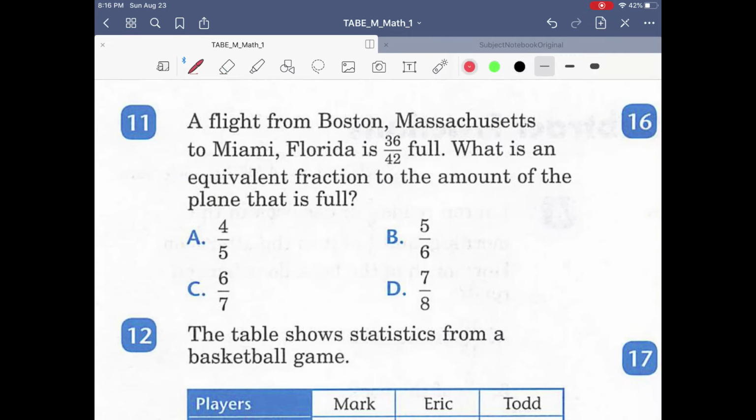Number 11. A flight from Boston, Massachusetts. Please put your commas in there after the state name. That happens when you have a city and a state together. You need the comma after the state also. A flight from Boston, Massachusetts to Miami, Florida is 36/40 seconds full. So what that could mean is that if the plane has 42 seats, 36 of them are filled. What is an equivalent fraction to the amount of the plane that is full?